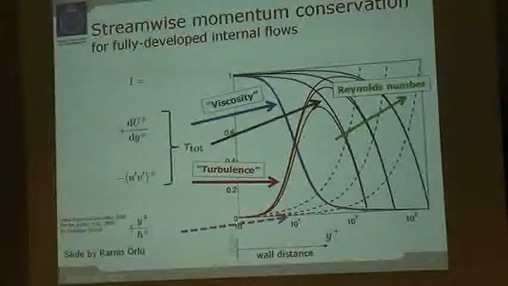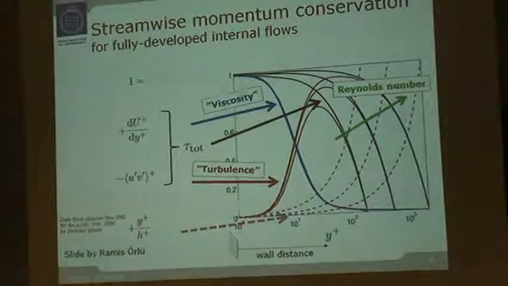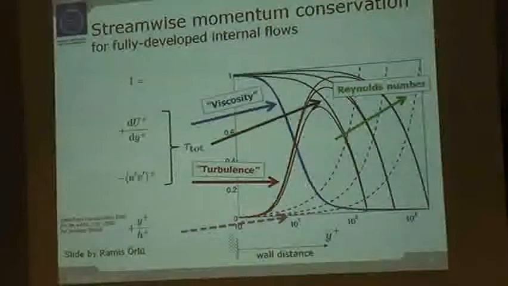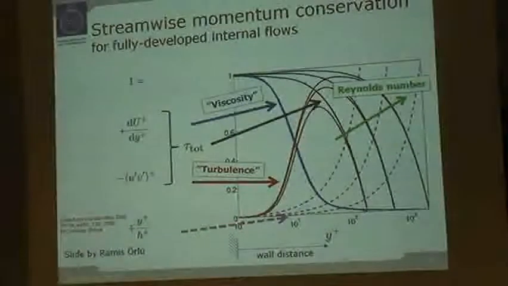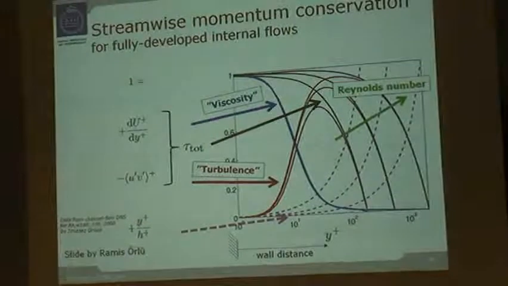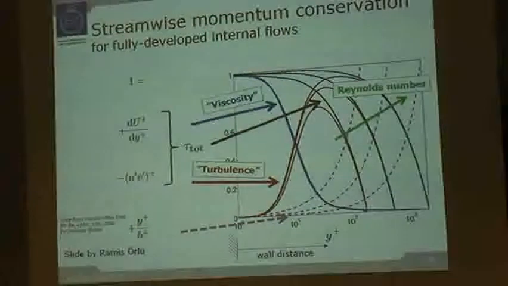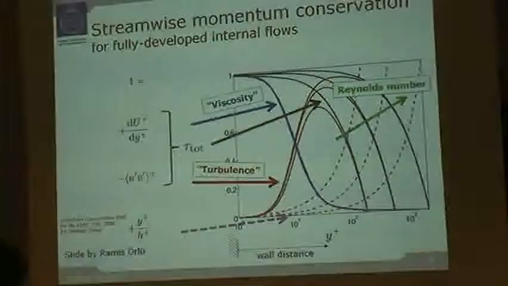In a similar way, the turbulent stresses are zero at the wall, of course, due to the no-slip condition. They are zero, and then they grow quickly, and then continue up to the middle of the channel. So the important lesson to learn here is that close to the wall, it's of course the viscous stresses that are important, whereas further away from the wall, it's the turbulent stresses.